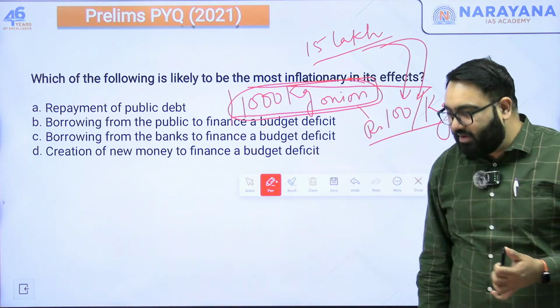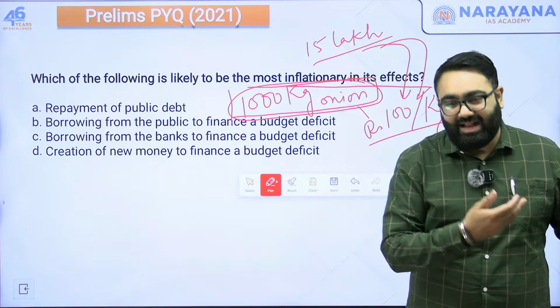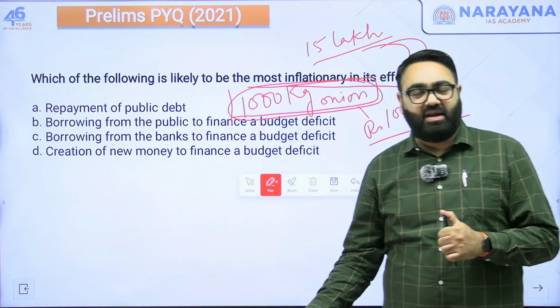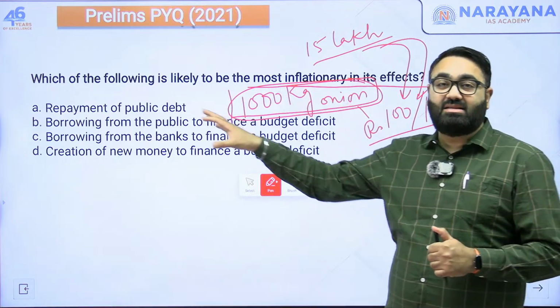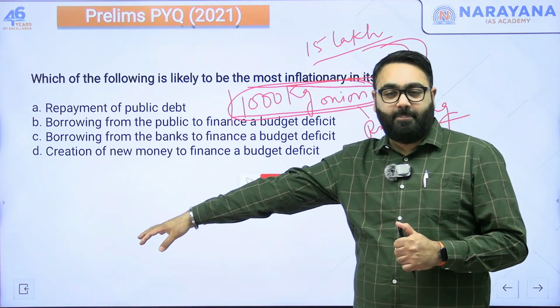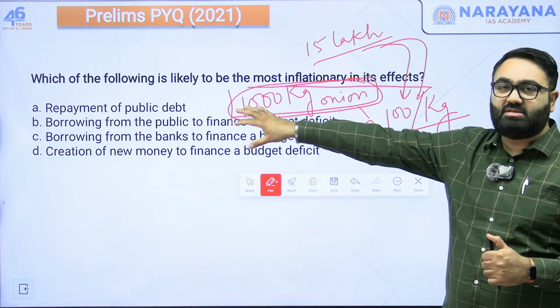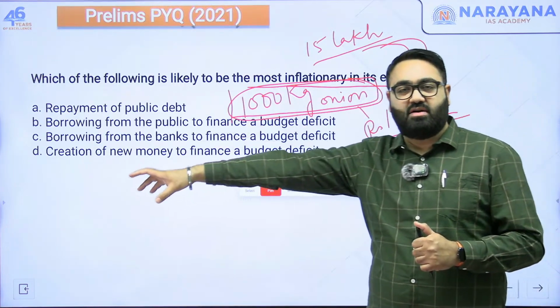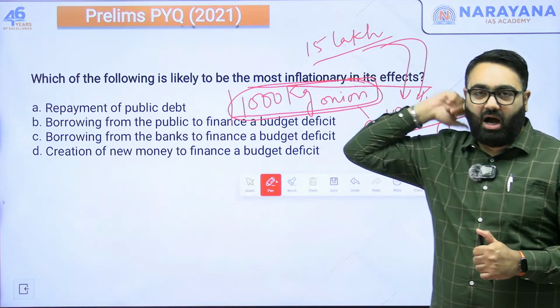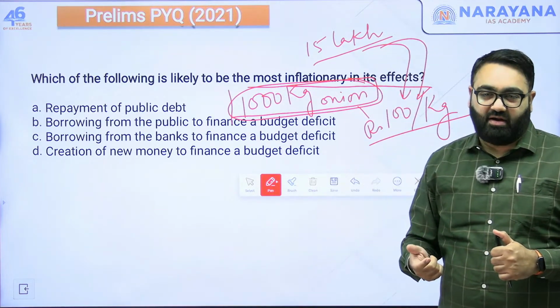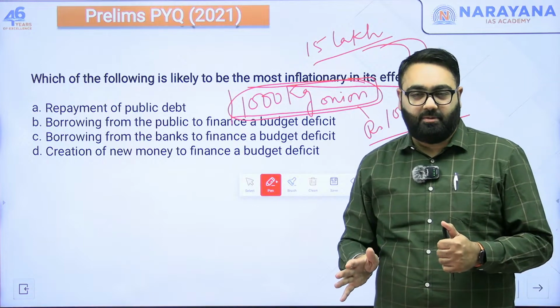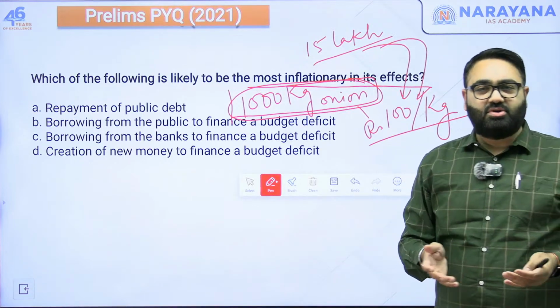So in simple terms, inflation occurs when you increase the supply of money in the market without having a parallel increase in the production capabilities. When the production capabilities are the same, that is the same amount of onion is being produced, but somehow you have increased the money supply, that brings in the inflationary effect. That's the simple logic of inflation. The reverse also is true.